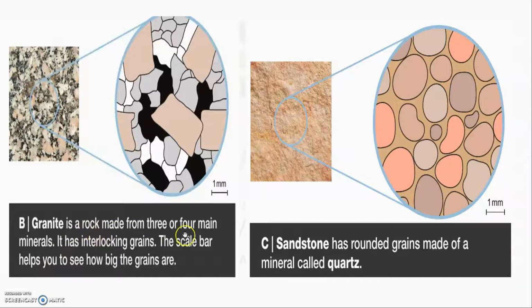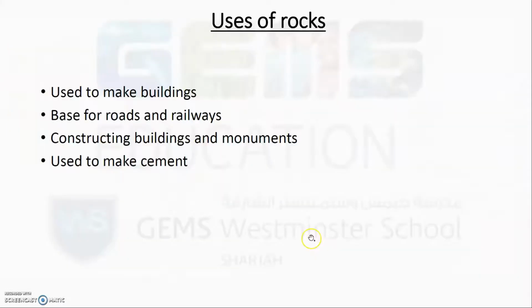Granite is a rock made from three or four main minerals. It has interlocking grains. The scale bar helps you to see how big the grains are. As you can see, there are many minerals here, whereas this one has only one mineral called quartz.